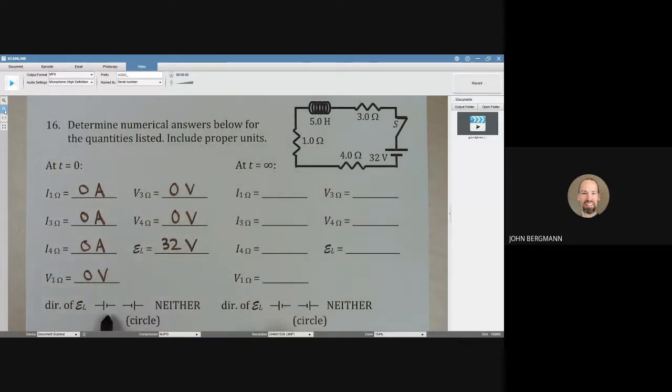And which way is that inductor's EMF acting? Well, according to the picture, it's going to be fighting the battery. So I think that one right there. All right, that was pretty easy. What about at time equals infinity?